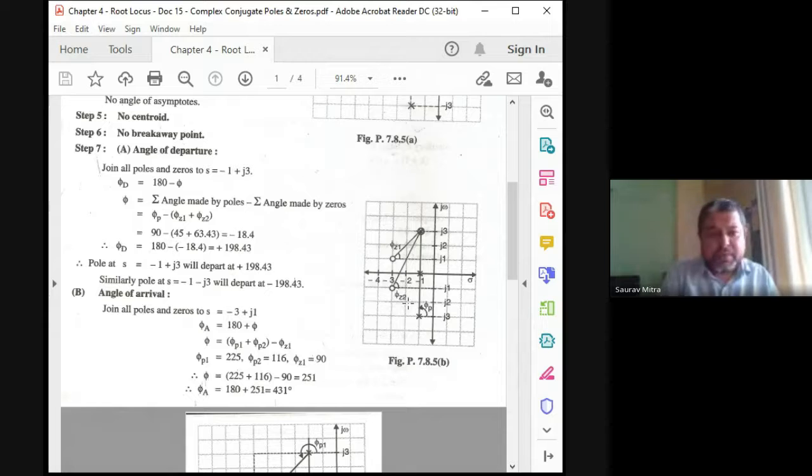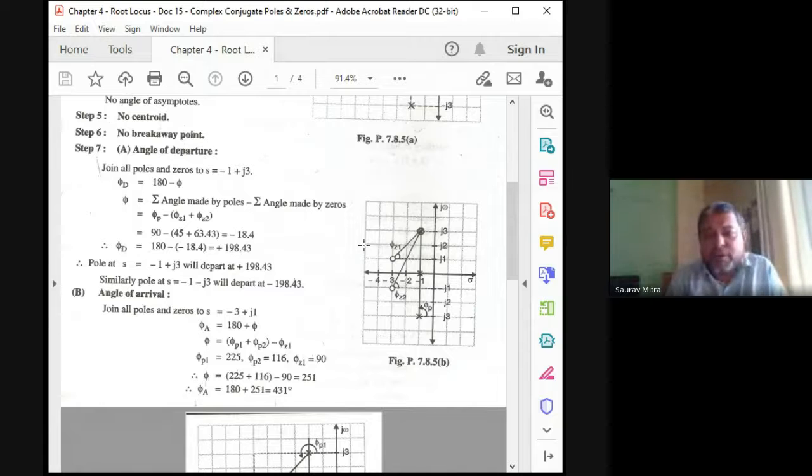So phi p is equal to 90, phi z1 is equal to 45, phi z2 is equal to tan inverse 2, that is 63.43. So phi is 90 minus 45 in brackets, plus 63.43. So you find phi is equal to -18.4 degrees. And if you do 180 minus 18.4, you find it is 198.43 degrees.